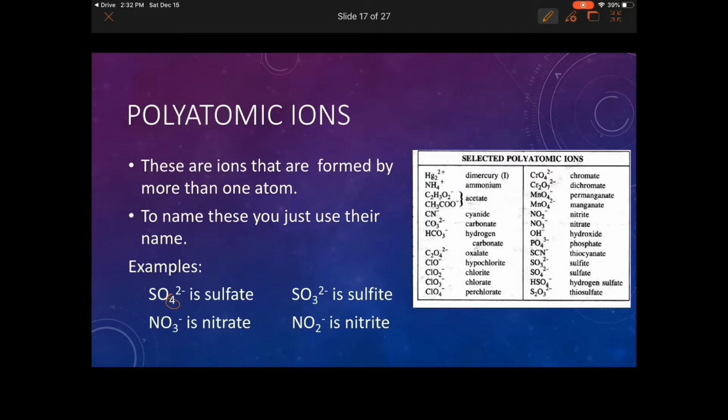But then if you look over, I have SO3 2-. Notice there's a difference in the number of oxygens there. So we changed the name from sulfate to sulfite. Same thing with NO2-. We have a different number of oxygens. Charge stays the same. Instead of calling it nitrate, this is now nitrite.